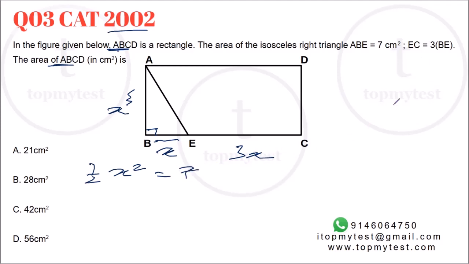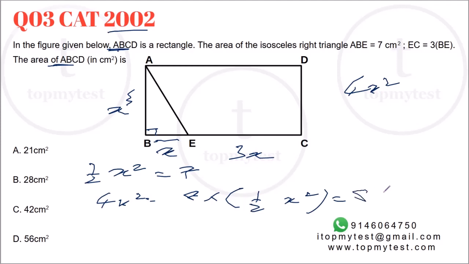Right, we need to find the area of the full rectangle. Area of the full rectangle will be length into breadth. Length is 4x, 3x plus x. Height, or width, is x, so it will be 4x square. Half x square is 7, so 4x square will be 8 times half x square, which is 8 into 7 or 56. Job done. Right, an alternate way to do this is, again, you can extend it as a triangle.